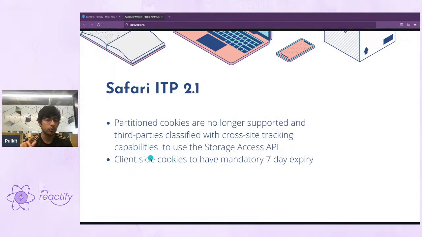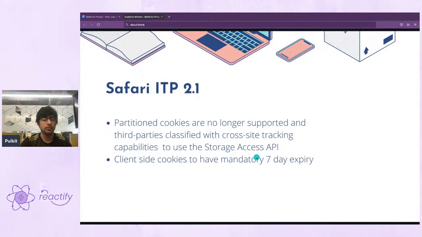There are actually two ways of forming a cookie. One is you send those cookies in the HTTP or HTTPS response. The other way is document.cookie, which is the JavaScript way of forming cookies, also called client-side cookies. All those cookies formed through document.cookie, Safari 2.1 says, will have a mandatory 7-day expiry. So even if you set the expiry as 10 years, it does not matter, because it will automatically be capped to 7 days.